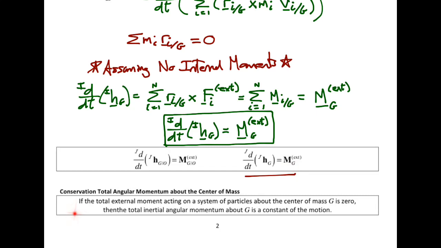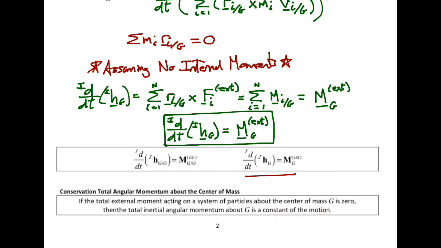This is expressed a little bit more succinctly in this sentence that says, if the total external moment acting on a system of particles about the center of mass, G, is 0, then the total inertial angular momentum about the center of mass is a constant of the motion.